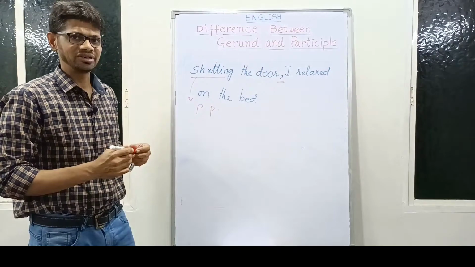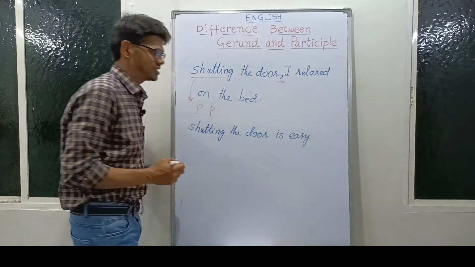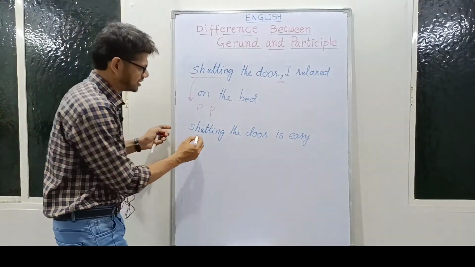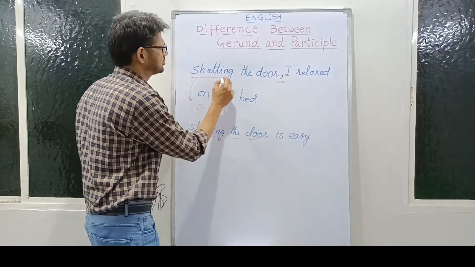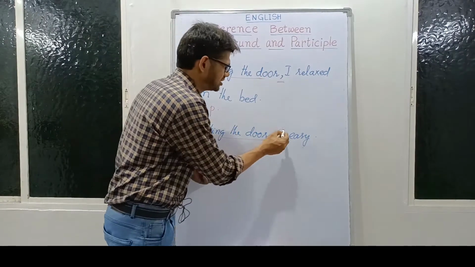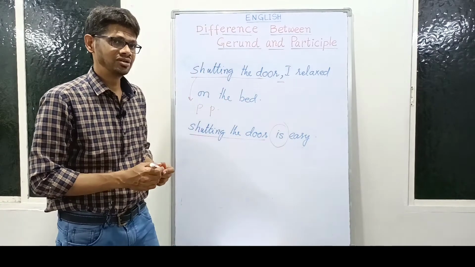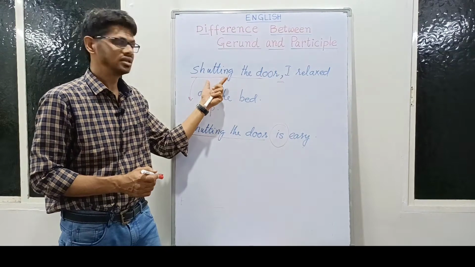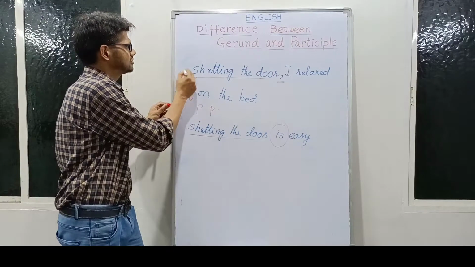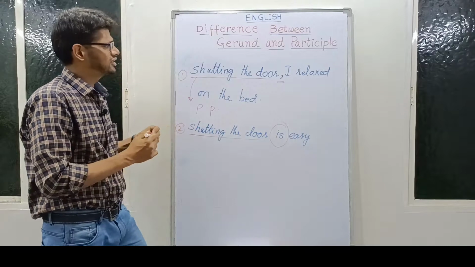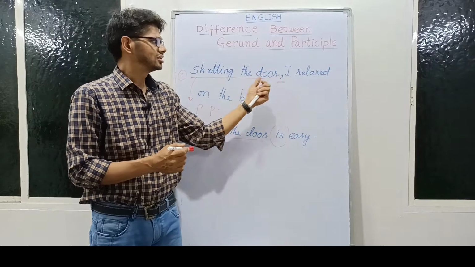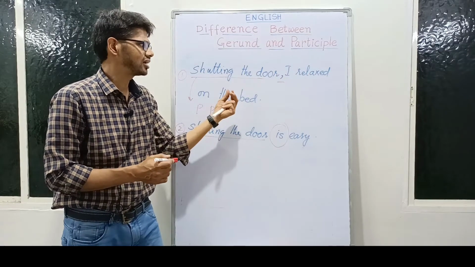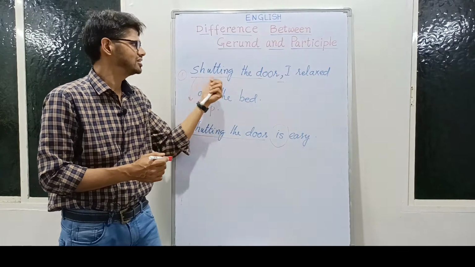Okay. Got it? Now, shutting the door is easy for me. So here, in gerund, this is shutting the door. Here also we have shutting the door, and here also we have shutting the door. But the difference is, here we have is, and this is only one sentence. Whereas if we compare, this first one is sentence number 1. In sentence number 1, shutting the door, after that we have comma, I relaxed on the bed. Two sentences are combined and we have written the sentence in this way.